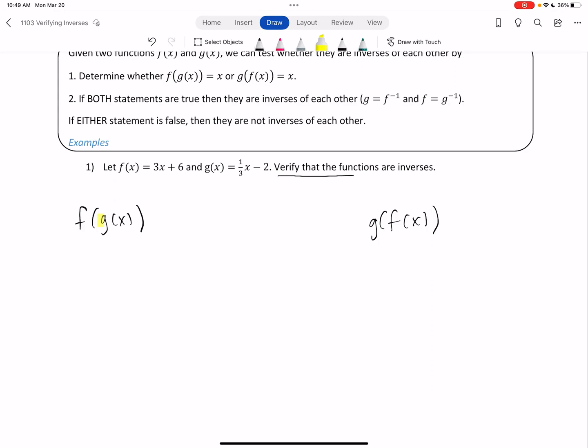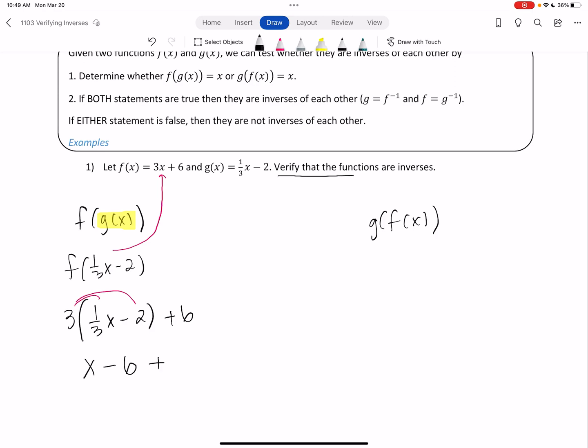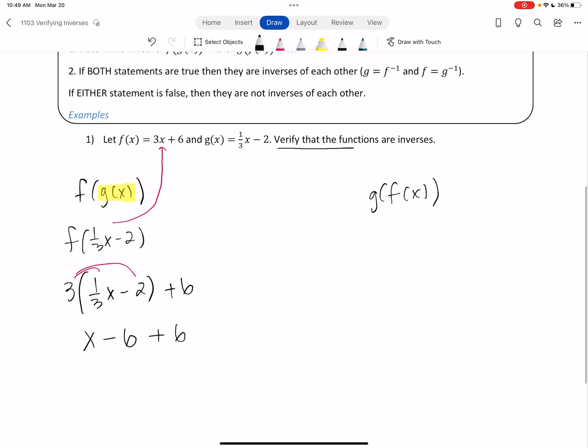So to find f composed with g of x, I'm going to take g, which was 1/3 x minus 2, and plug it into f right where I see the variable. So 3 times (1/3 x minus 2) plus 6. I begin by distributing that 3. 3 times 1/3 x makes x. 3 times -2 makes -6. I still have this plus 6 at the end. I have minus 6 plus 6. They cancel, so I'm left with x.